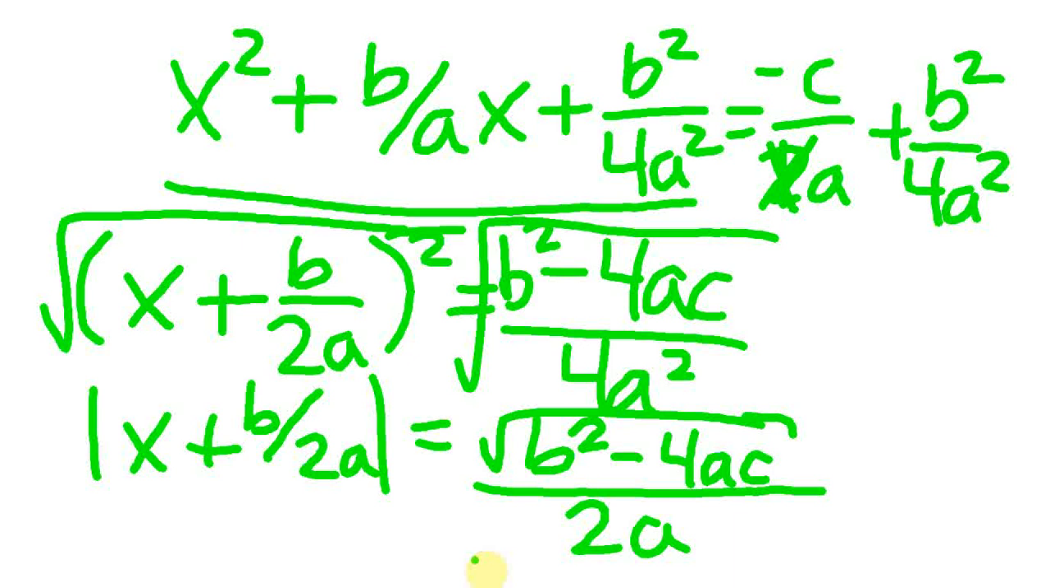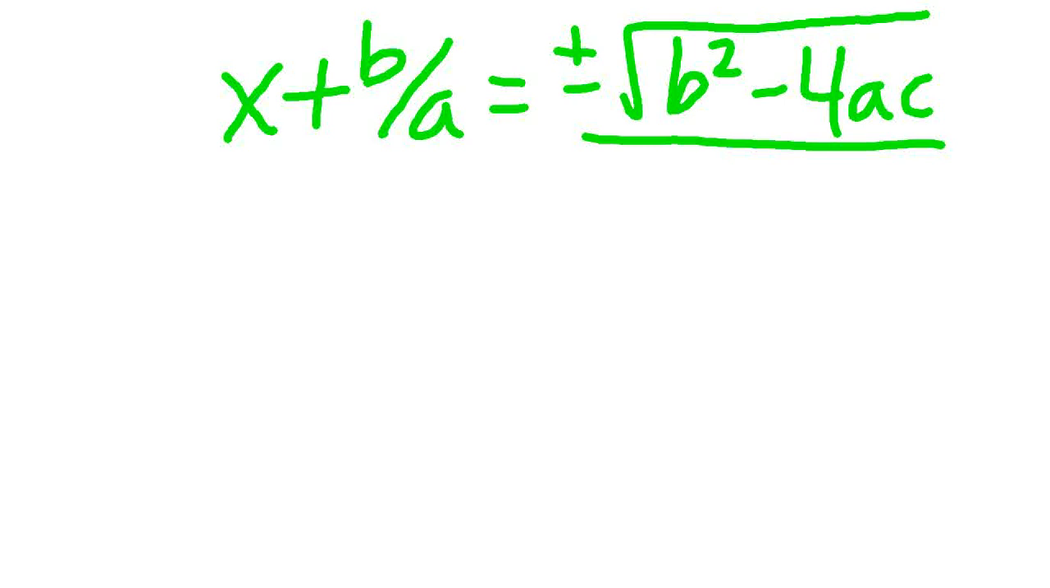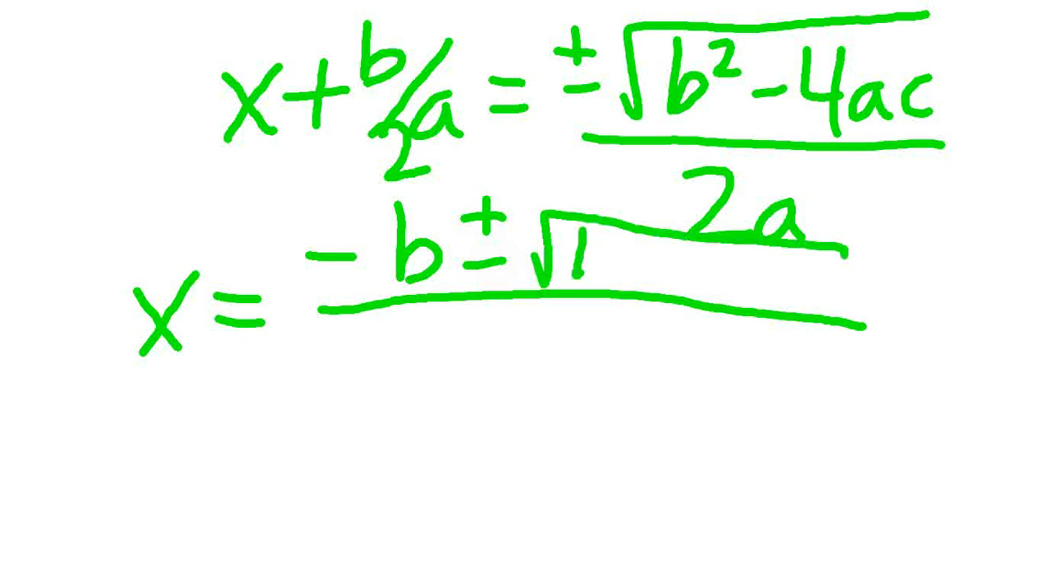Okay, so we're almost done. What ends up happening when we take away this absolute value is that we'll get a plus or a minus on the other side. So we have x plus b over 2a equals plus or minus the square root of b squared minus 4ac over 2a. And finally, we just need to subtract b over 2a from both sides. So we get x by itself. And there's our quadratic formula. And we have derived it.